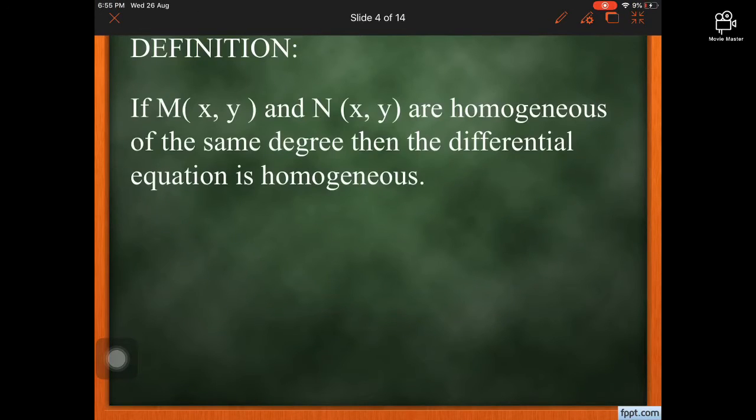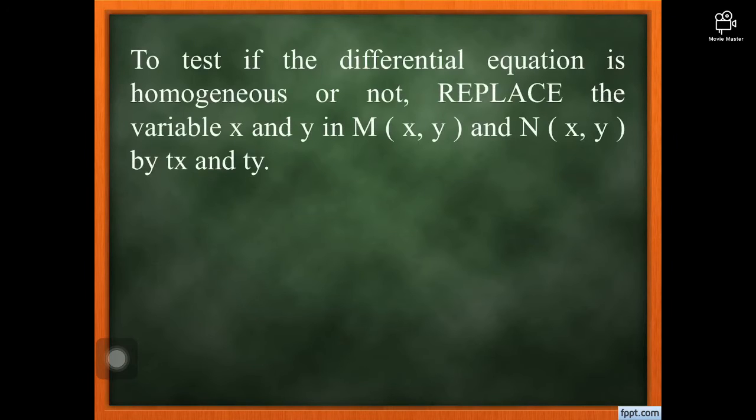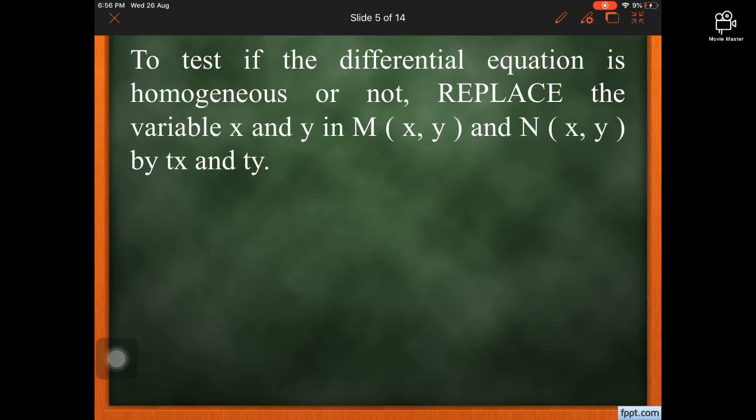For homogeneous, we have the definition that if the function M(x,y) and function N(x,y) are homogeneous of the same degree, then the differential equation is homogeneous. We have this form wherein any function with dx should be named as function M(x,y) and any function with dy should be named as N(x,y). To test if the differential equation is homogeneous or not, we can replace the variables x and y in the functions M and N by tx and ty.